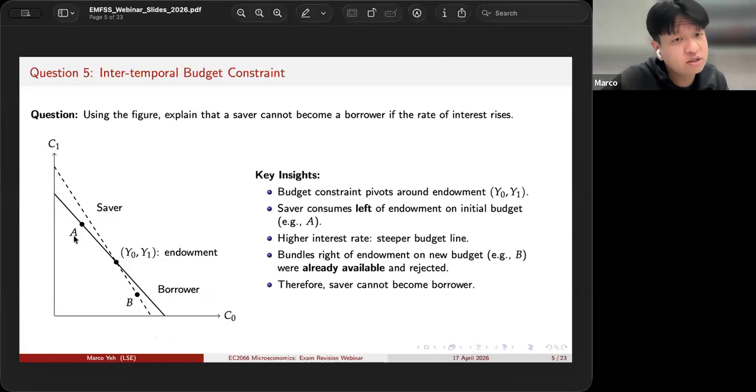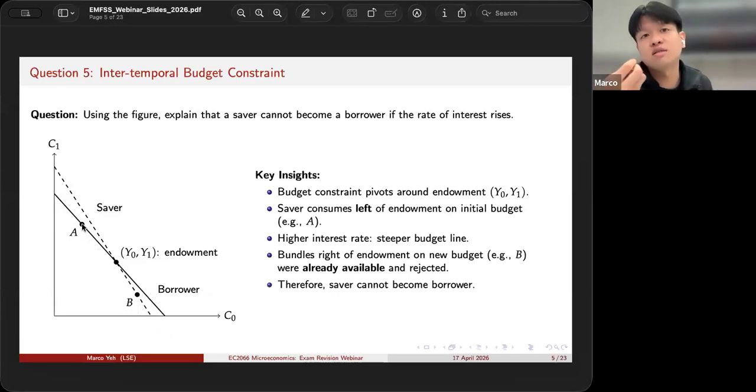Under the first scenario, when we have a lower interest rate, you said you prefer A rather than B because B is inside your budget set. Now, when we are facing a higher interest rate, you are saying you prefer B rather than A. You don't have a stable preference relation, which makes a contradiction. It couldn't be the case. So that's why a saver under a lower interest rate should still be a saver under a higher interest rate.